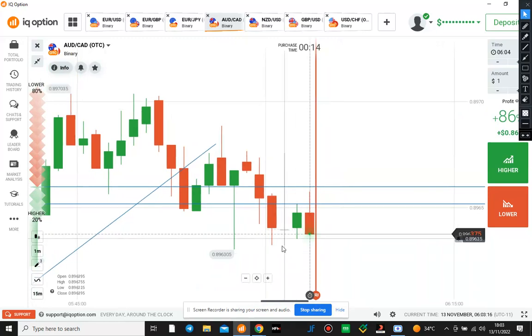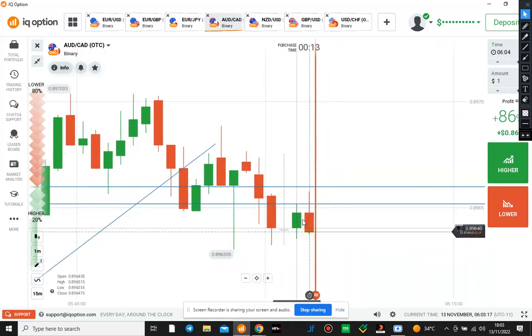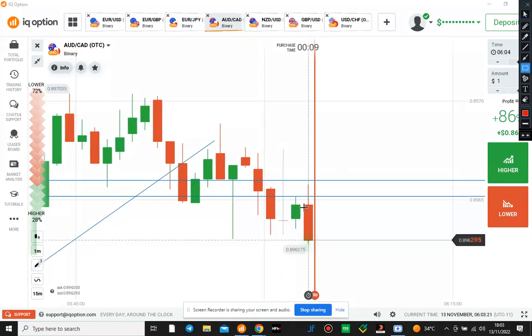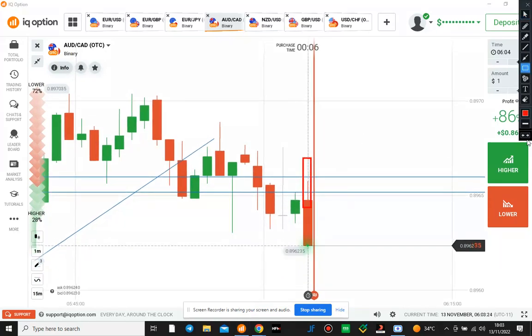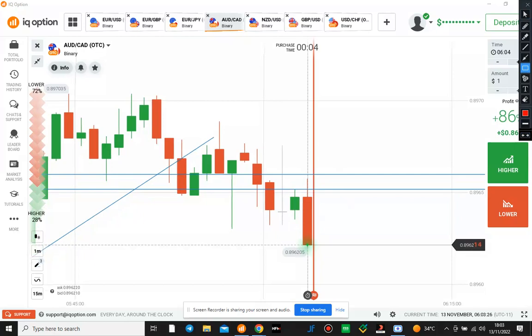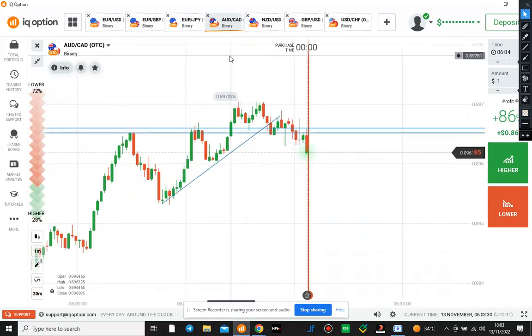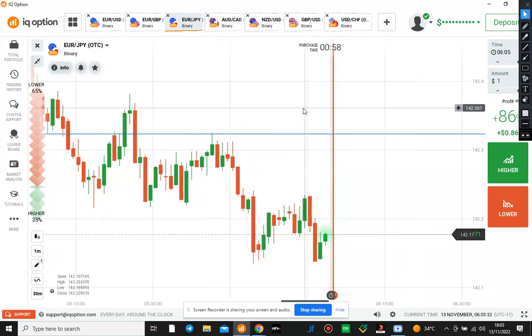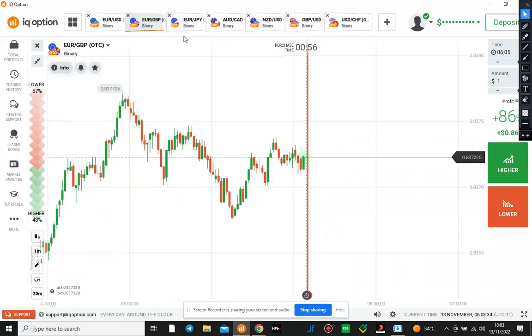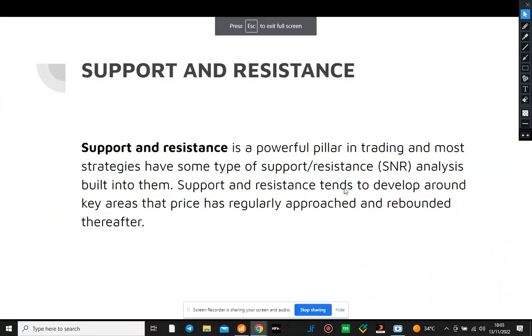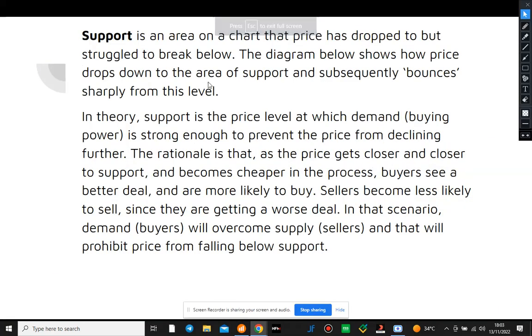Not enough bias. Okay, this is not enough bias. I was expecting a strong green candle, but the bias candle is not enough. You can see the price is still going down because there was no sign of a strong bullish candlestick. So now, back to support, which is an area on the chart that price has dropped to but struggled.